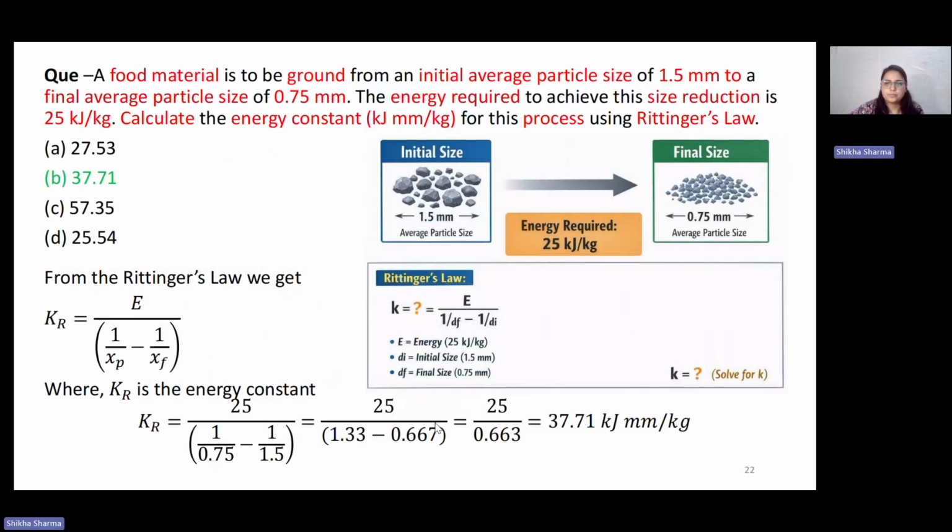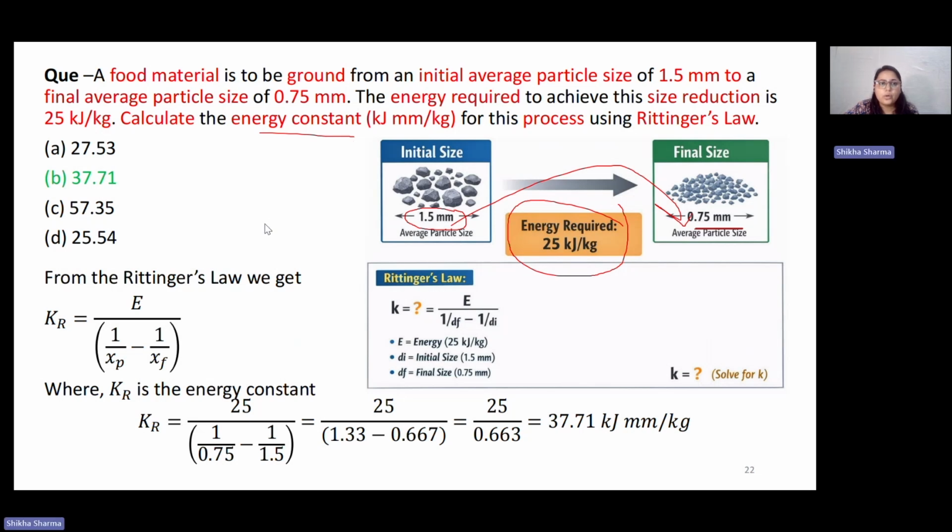Okay, so let's come to solving the question. In the question, it is said that a food material is to be ground from an initial particle size of 1.5 mm to a particle size of 0.75 mm, and for this, around 25 kilojoule per kg of energy is consumed. So we need to calculate the Rittinger's constant in this question.